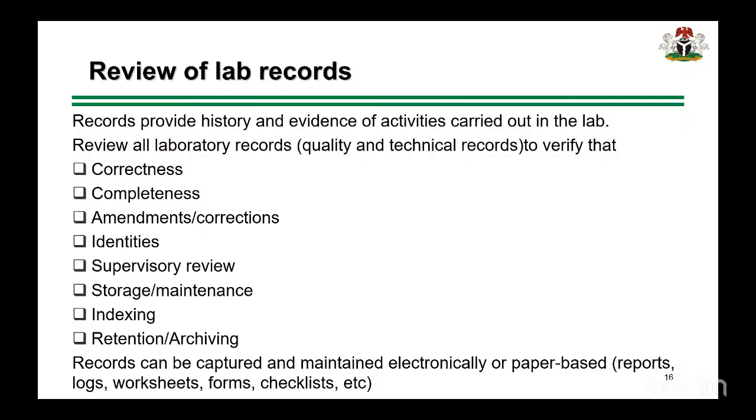Then we want to talk about lab records. How to review lab records. Talk about the 4 C's for documents. Now we're talking about the review of lab records. You check for correctness. You check whether it is complete. Let's say, for example, you are picking a record, a patient requisition form. You check if it's correct, check for completeness, check if there's amendment or correction, the identities, supervisor review, if possible, storage, maintenance, indexing, retention, archiving, all those things are things you are going to check when it comes to records.